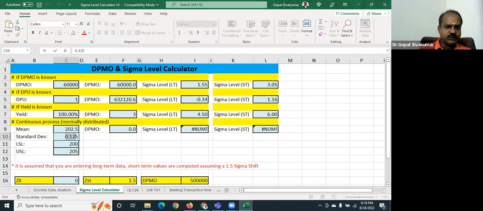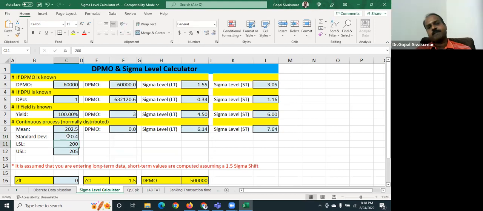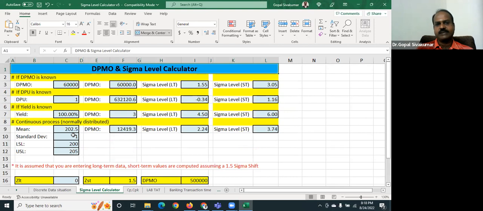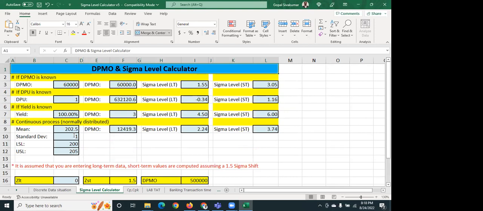Whatever the actual value you put in, it will come here. Your sigma levels are very high because I kept the variation very low. When I increase the variation, you can see sigma levels going down. So far, good, all of you? All of you, please confirm. Yes, sir.